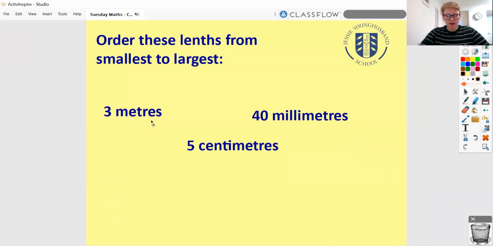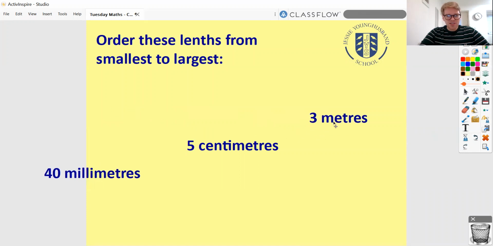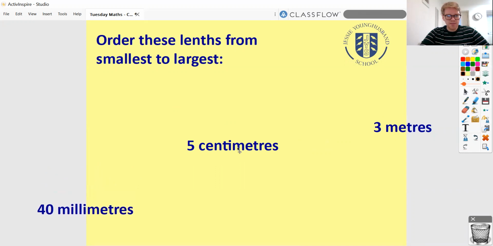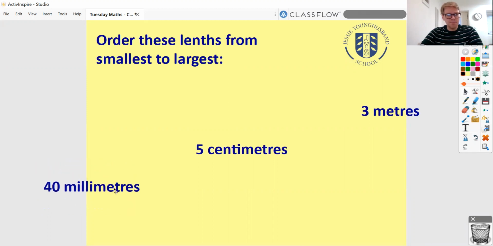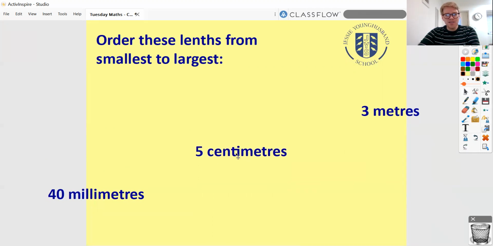You might remember that our order of smallest to largest measure was millimeters was the smallest thing, centimeters was the middle of the 3, and meters was the largest. And even then, it doesn't necessarily mean it would come in this order. We need to think really carefully about some conversion. Now, we will actually go into a lot more detail about this in a lesson coming up, but for now, 40 millimeters was the smallest. That's the same as 4 centimeters. 5 centimeters was next, and 3 meters was the largest.